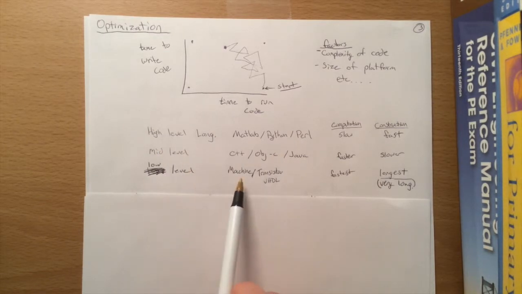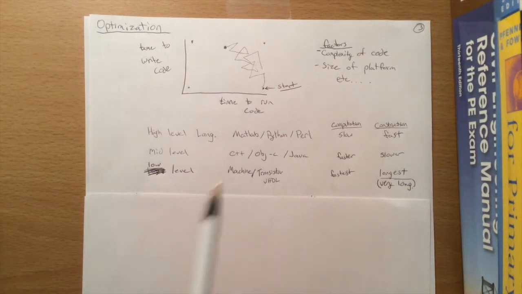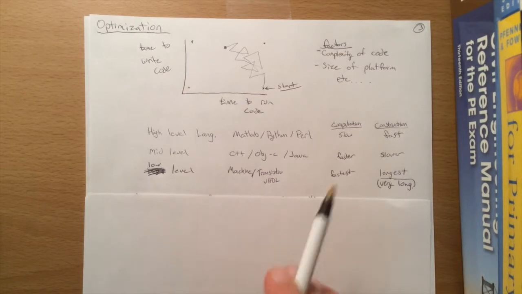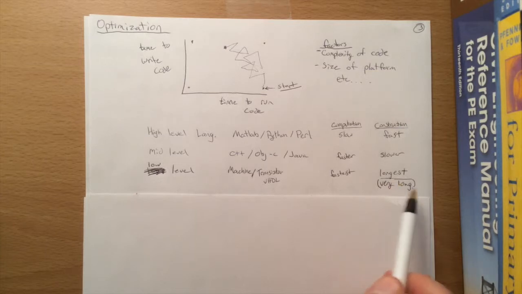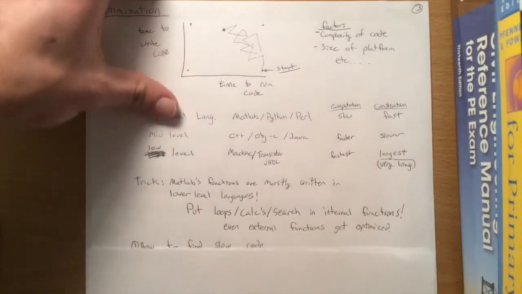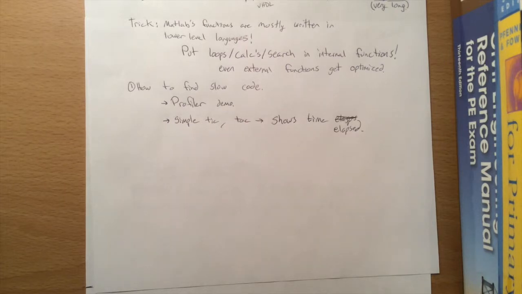And for the low-level range, you're talking machine code or even transistor-based. And these are often extremely senior electrical engineers writing these codes, but the computation is the fastest available. Unfortunately, the construction is the longest. Typically, you could spend a career learning all of the low-level languages for a single chip. So the trick to optimizing your code in MATLAB is that MATLAB's functions are mostly written in lower-level languages than MATLAB. So you should put all your loops, your calculations, and your search functions in internal functions.